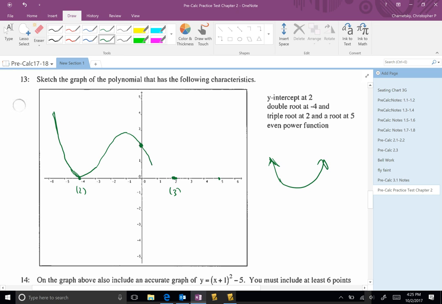Then we have a cubic root. So we're going to have this little bend as we go through the root. And we'll drop down, have another local minimum, and then bend back up. And that's roughly what our graph will look like.